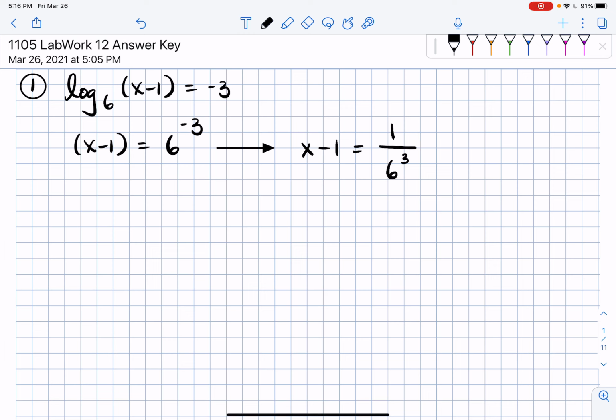Yay. What does that mean? Well, 6 to the third we can actually find, right? That is going to be 1 over 216. All right, so now this, ladies and gentlemen, is what I actually had to find. So to get x by itself, what do I do? I have to add 1 over to the other side. Okay, cool. So I got x is equal to 1 plus 1 over 216.